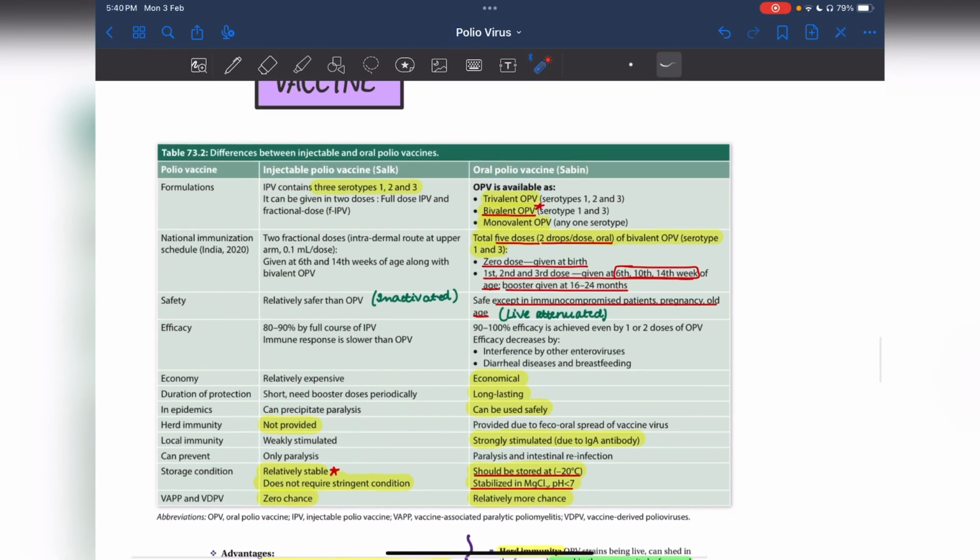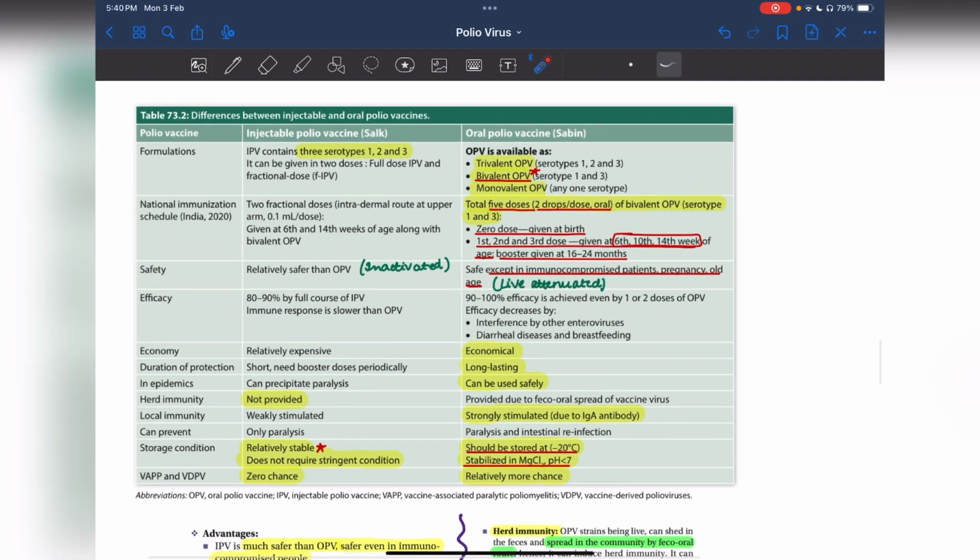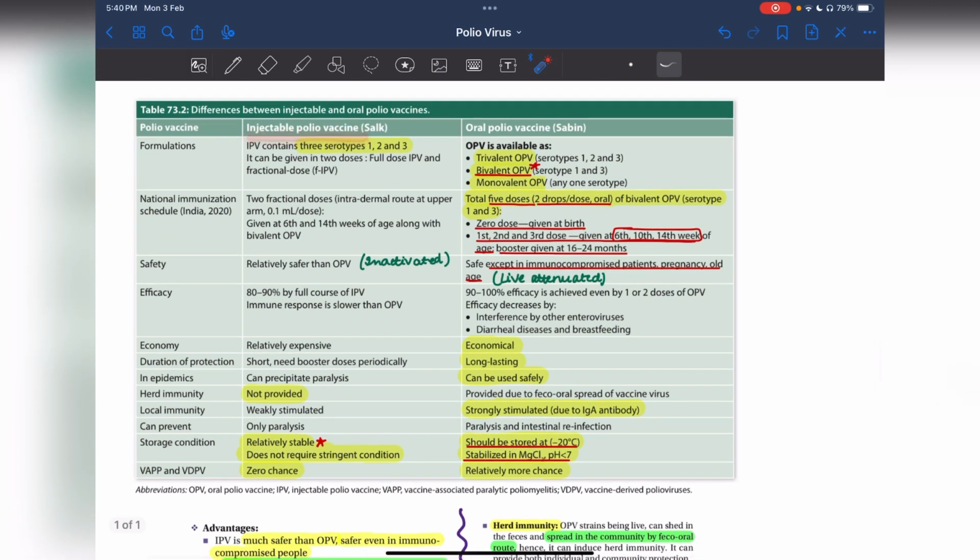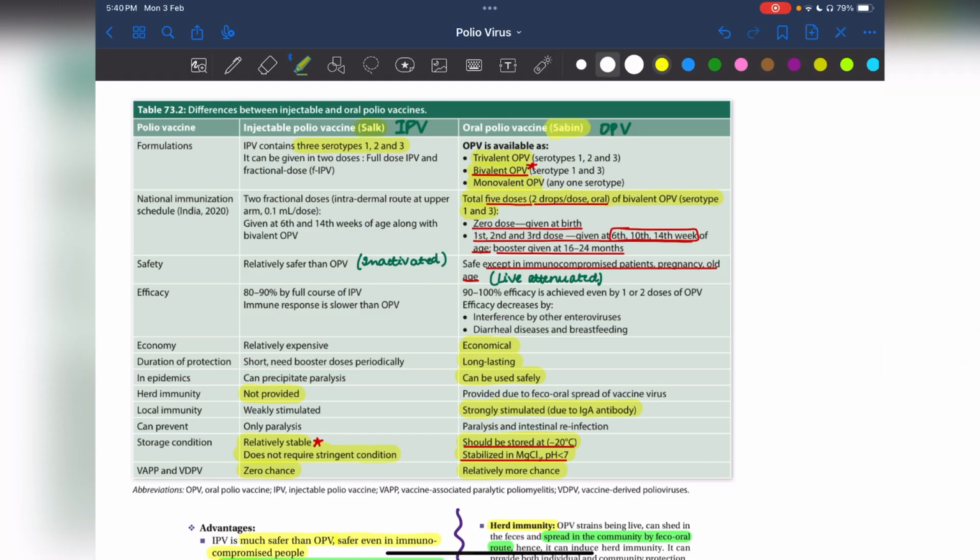There are two types of vaccines for polio. There is the injectable polio vaccine, that is IPV, and the oral polio vaccine, that is OPV. OPV is also referred to as the Sabin vaccine, and IPV is also referred to as the Salk vaccine. Firstly, which types of vaccines are there? OPV is a live attenuated vaccine. Very important point. IPV is an inactivated vaccine.